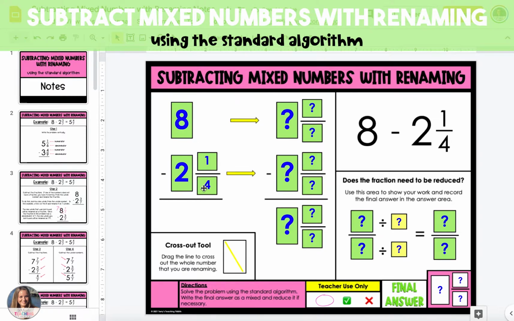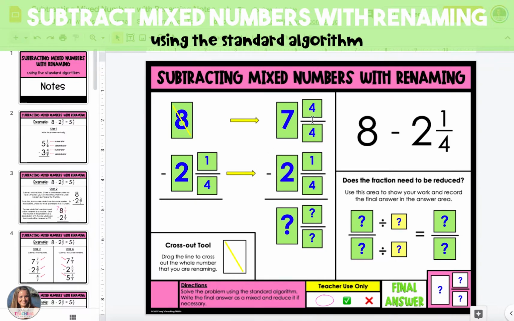To do this, we're going to borrow 1 whole from the 8, which leaves us with 7 wholes, and we're going to turn that 1 whole into a fraction. Because the fraction in 2 1/4 is out of fourths, we're going to make our fraction 4/4, which is the same as 1 whole. So 8 is now written as 7 4/4.